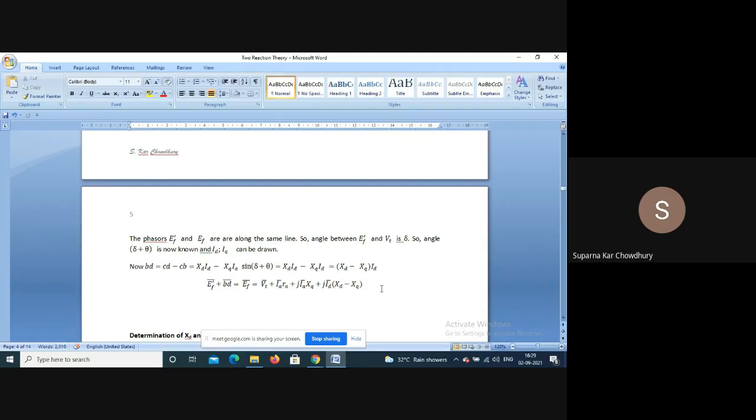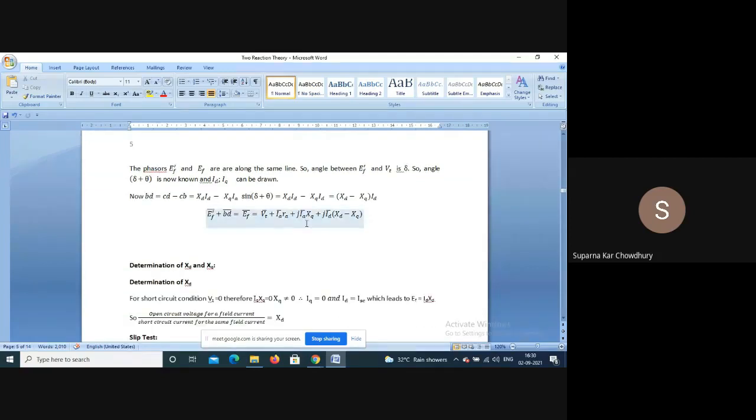But whatever regulation methods we discussed, among those, the zero power factor method and the ASA method, these two are valid for salient pole synchronous machines also. That is because there nothing was assumed related to the constant air gap. So the regulation of a salient pole synchronous machine, if we want to calculate the value, we can apply either the zero power factor method or the ASA method.